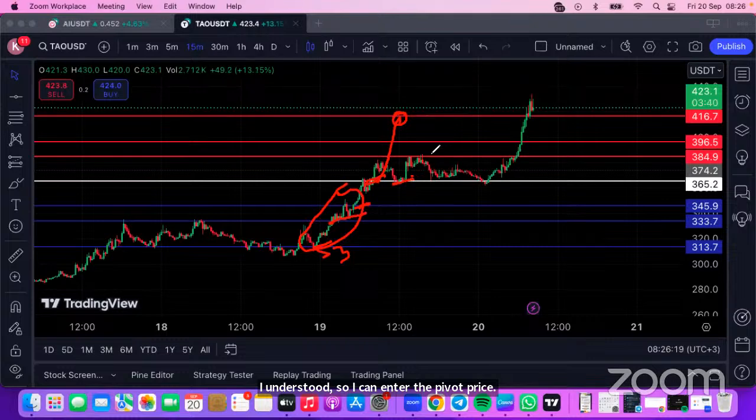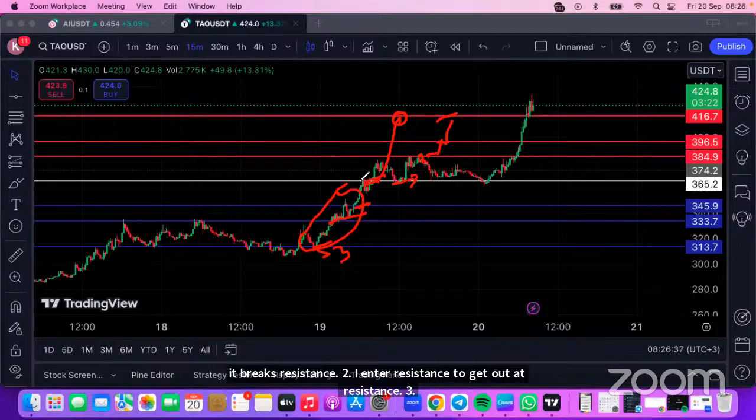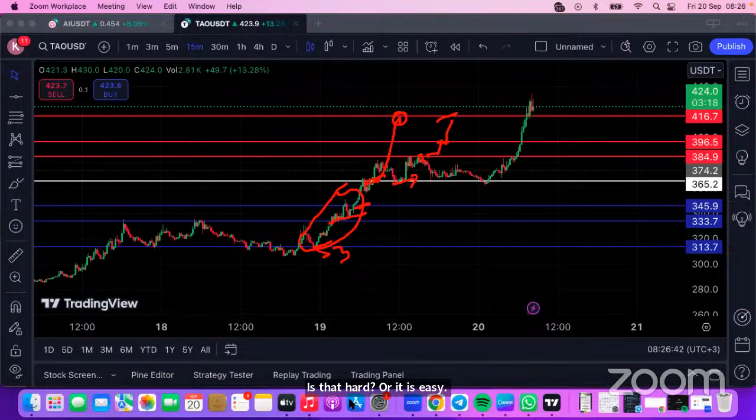Have I understood? So I can enter at the pivot price, get out at resistance 1. If it breaks resistance 1, I enter at resistance 1, get out at resistance 2. If it breaks resistance 2, I enter at resistance 2, get out at resistance 3. Is that hard or is it easy?